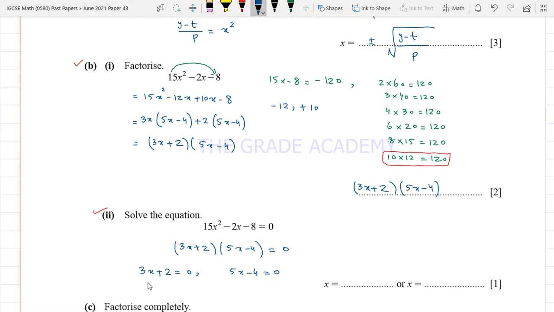If we solve the first equation for x, we get x is equal to minus 2 over 3, and from the second we get x is equal to 4 over 5. So these are the solutions of this quadratic equation. So x is equal to minus 2 over 3 or x is equal to 4 over 5. So these are the solutions.